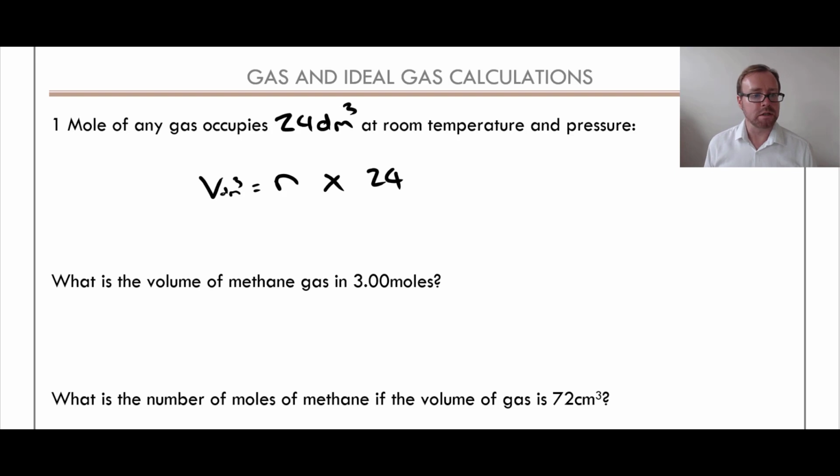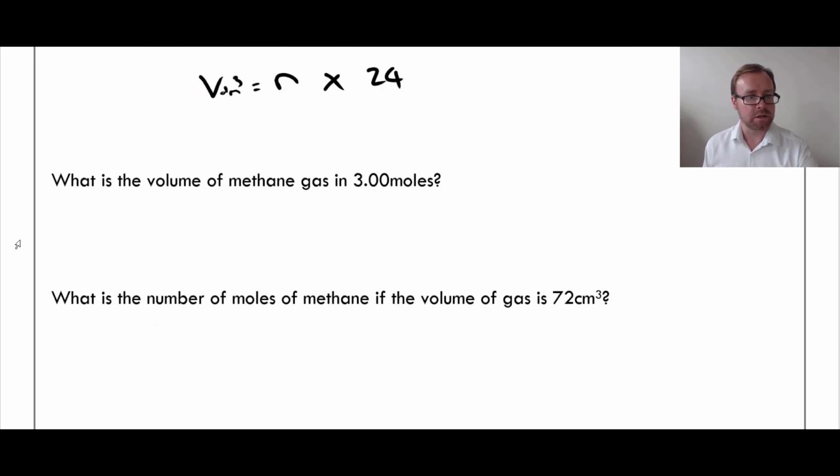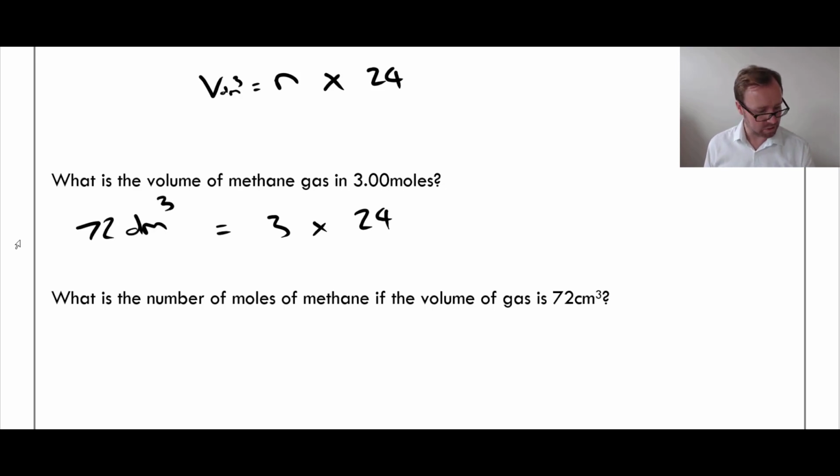Okay, so what is the volume of methane gas in 3 moles? Well, I'm sure you can work this out. So my moles is 3 times by 24 gives me 72 dm cubed. Okay, what is the number of moles of methane if the volume of gas is 72 centimeters cubed? Alright, a bit more detailed, so I'll give you a minute to do that.